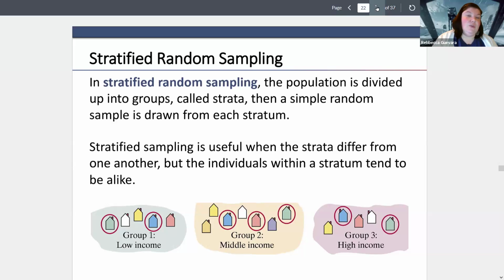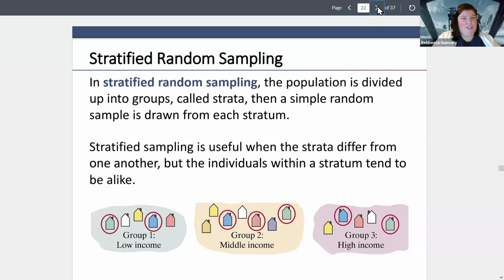We're going to start with stratified and cluster because they're going to sound like they're the same, and I guarantee that they're not. We're going to talk about how they're not. So in a stratified random sample, the population is divided into groups called strata. Then a simple random sample is drawn from each stratum.